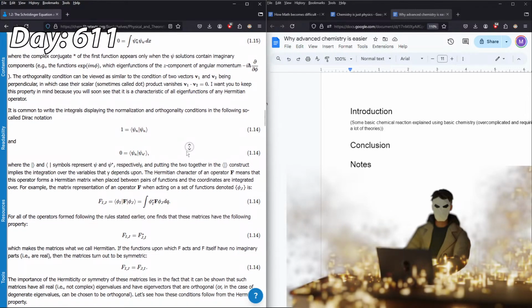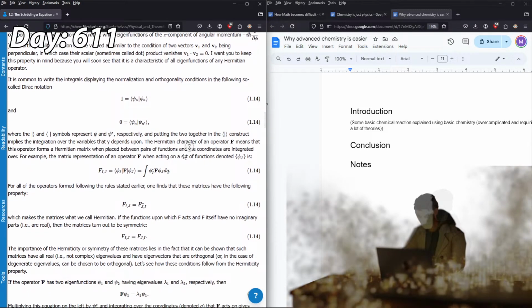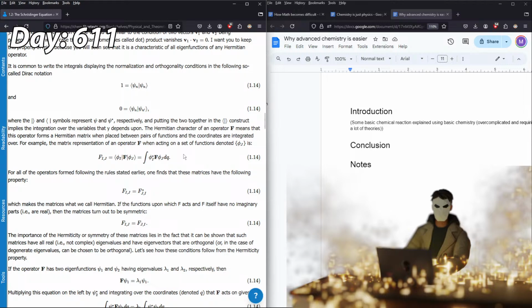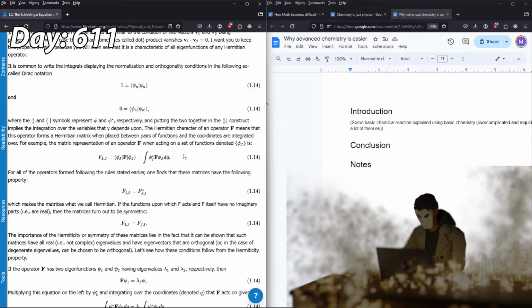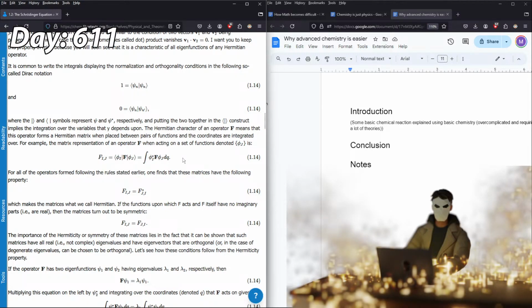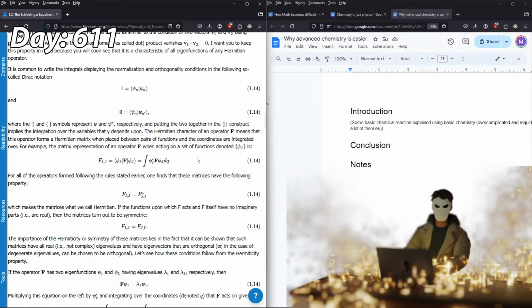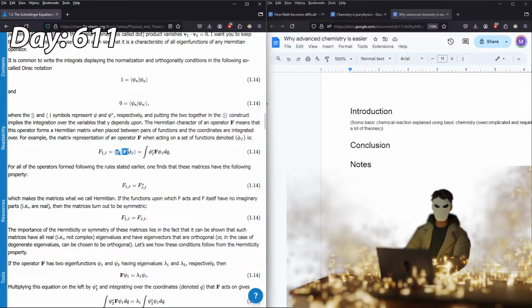Dirac notation. Ah, yes. Where these symbols represent this, okay, putting it together, construct implies the integration of the variables that psi depends upon. Oh, that's really convenient. Okay, I see. I see why that would be useful. Oh, this is just so much cleaner than this. Okay, I love it. I absolutely love it.